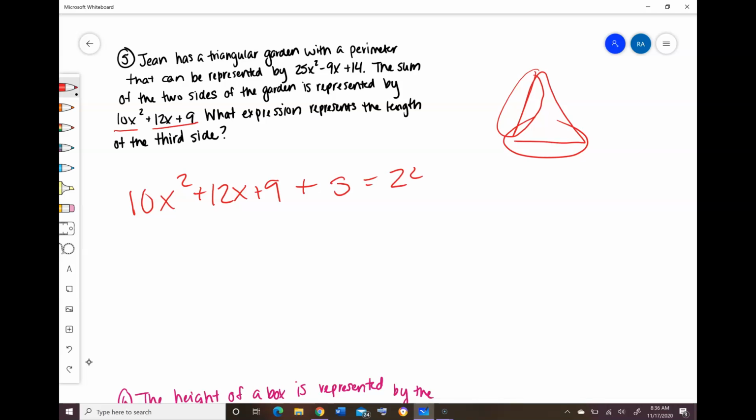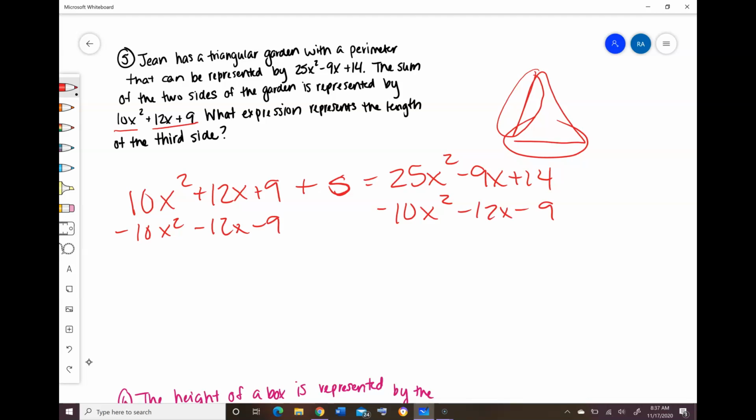But I know the perimeter is 25x squared minus 9x plus 14. So we're just going to do what we've been doing. Get stuff over. Minus 10x squared, minus 10x squared. You could really do them all together if you wanted to. And minus 12x, minus 12x, minus 9, minus 9.